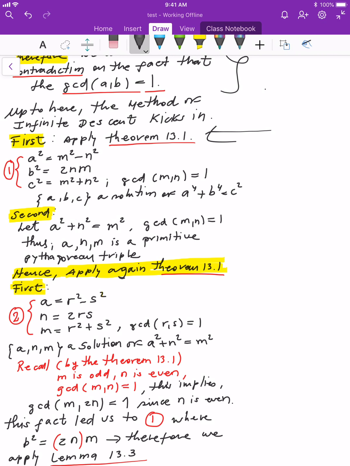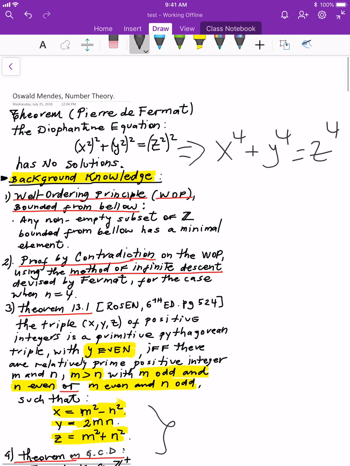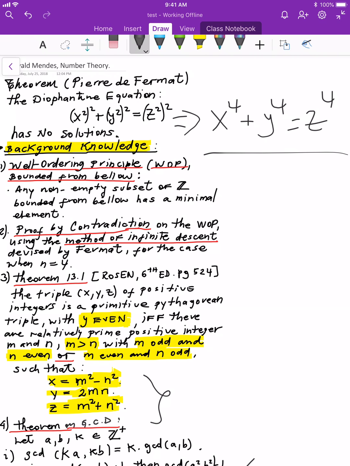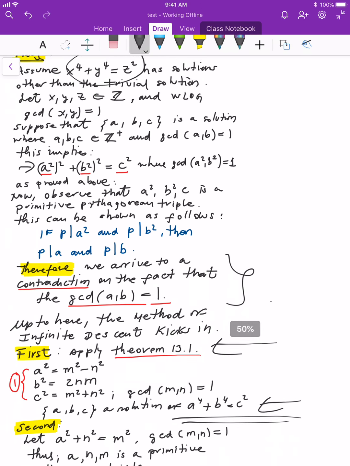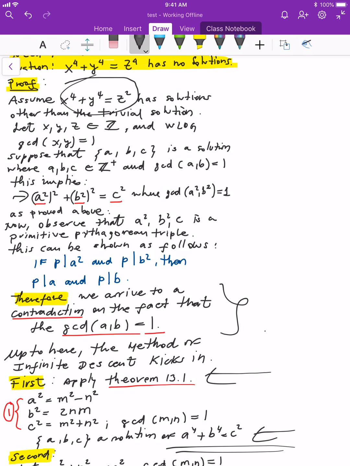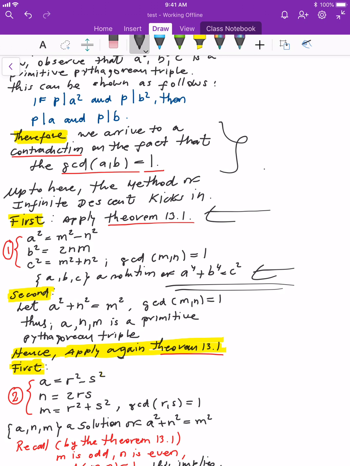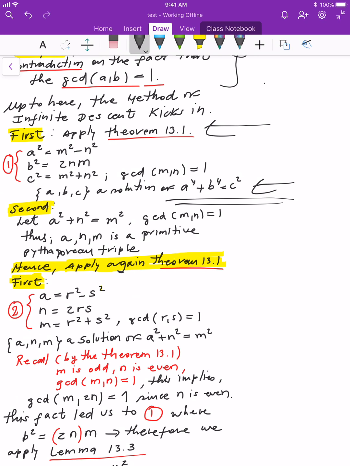Of a squared, b squared, and c squared, because we're targeting this equation. If we prove that this has no solution, then that is sufficient to say that the original equation, this guy here, has no solution either. Now, where we are right here: first we apply the theorem. Second, we let a squared plus n squared equal to m squared. Basically, this step is coming from the previous step.